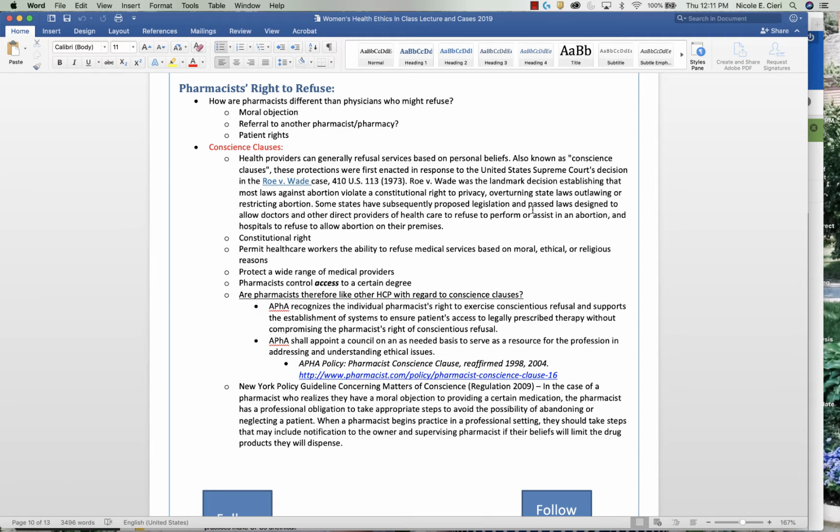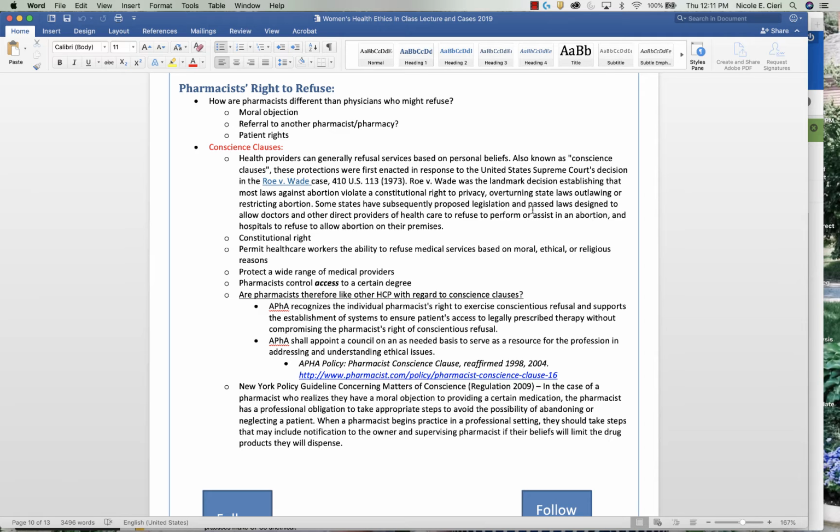This next section starts with the pharmacist's right to refuse. The pharmacist's right to refuse takes into consideration our moral objections to a certain service, such as contraception or abortion, and must also take into account our ability to respect patients' rights and access to care. So if we refuse services, does the patient have another option, such as another pharmacist, another pharmacy, another location, in order to obtain the care that they choose to have?